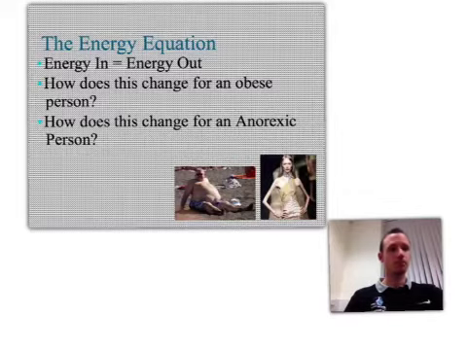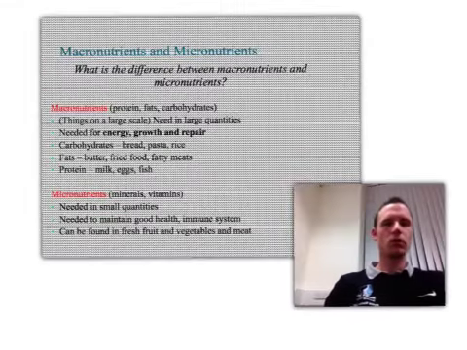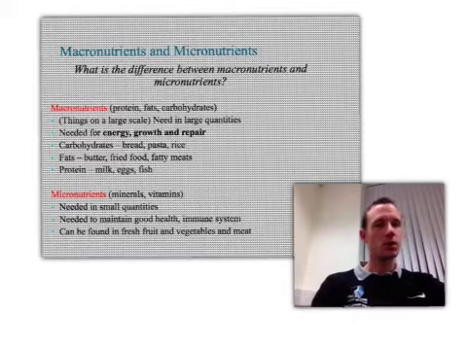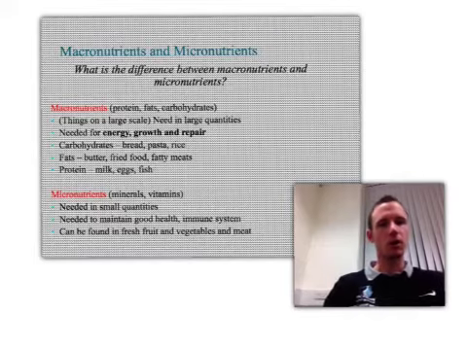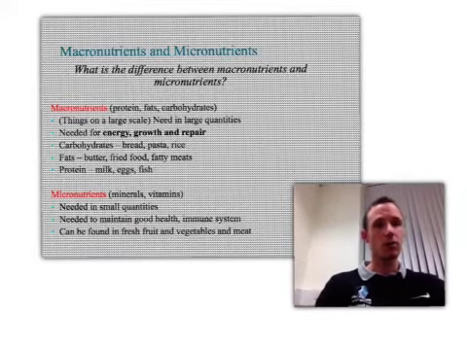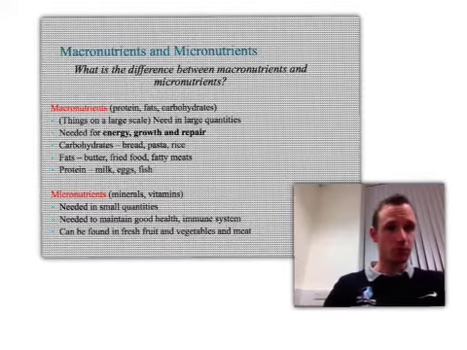So moving on to the actual balanced diet and what it consists of, you need to know the difference between macronutrients and micronutrients. Now macronutrients are things on a large scale and they are required in large quantities. So things such as protein, fats and carbohydrates, the body needs a lot of these types of nutrients. They're needed for energy through carbohydrates, for growth and repair through protein.